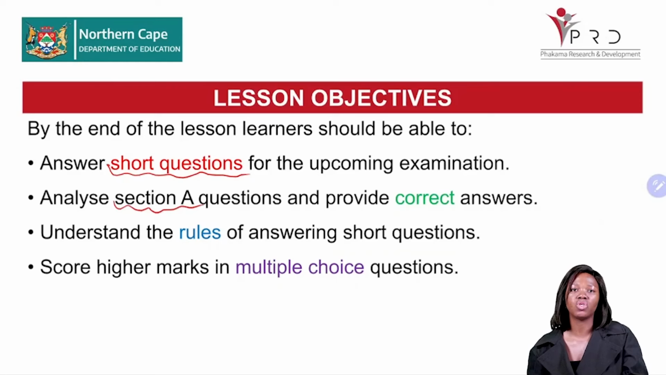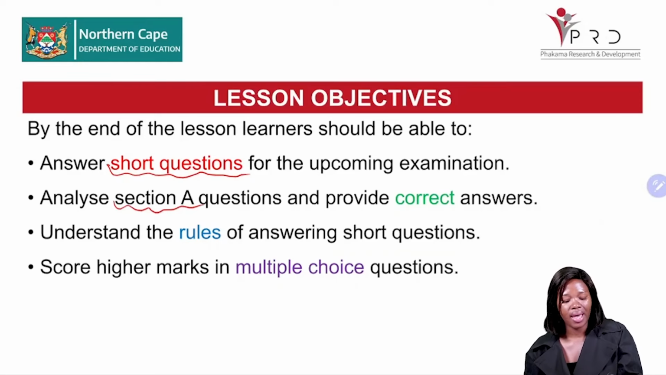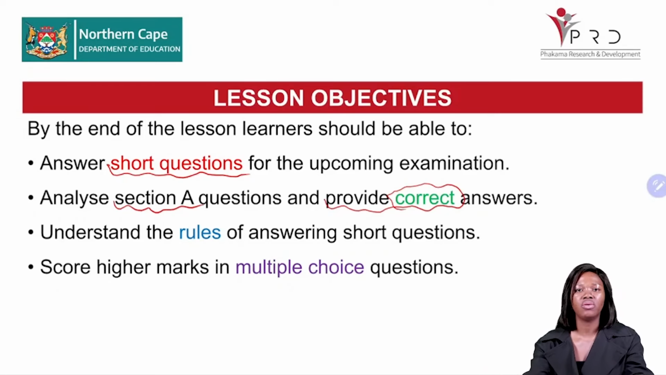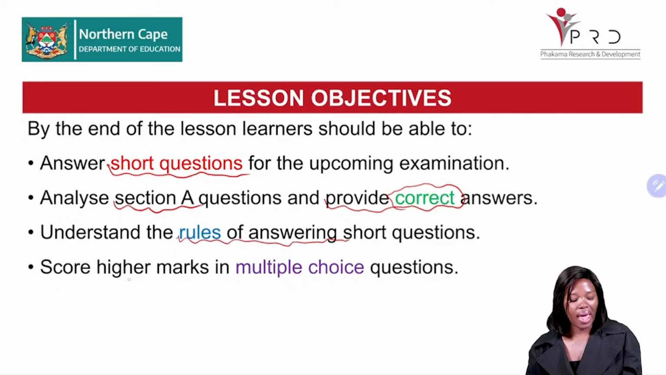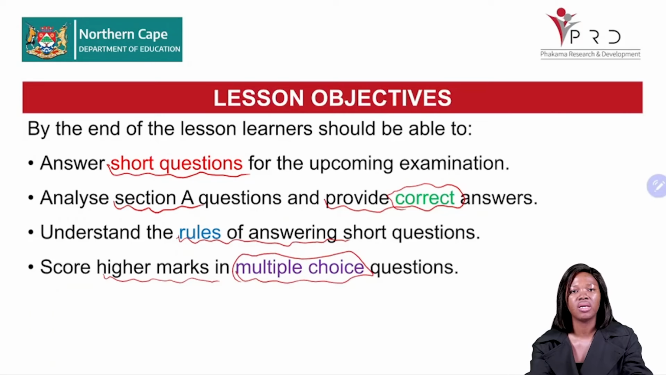You should be able to analyze Section A questions and provide correct answers. When analyzing and reading, we must read with understanding, and then provide correct answers. For us to obtain marks, we must provide the correct answers, right? You must understand the rules of answering short questions, and you must be able to score higher marks in multiple choice questions, and also in column A and B, give one word, and correcting the underlined word.